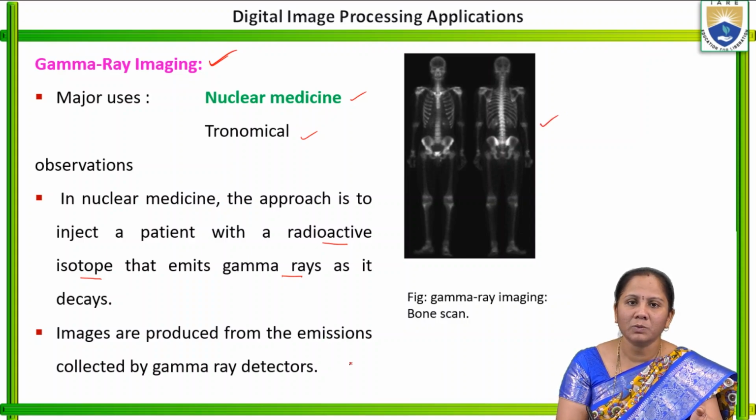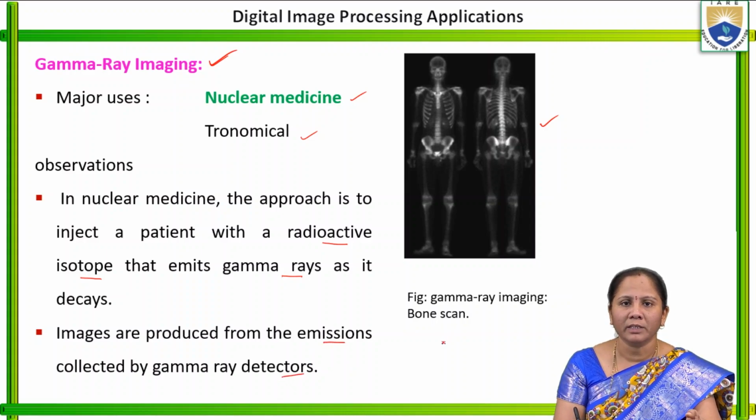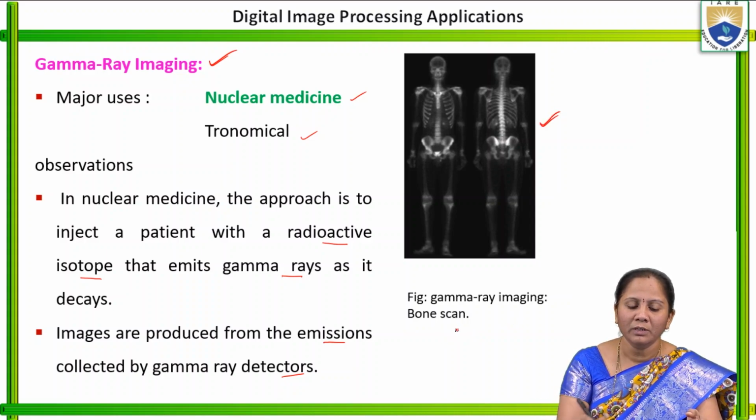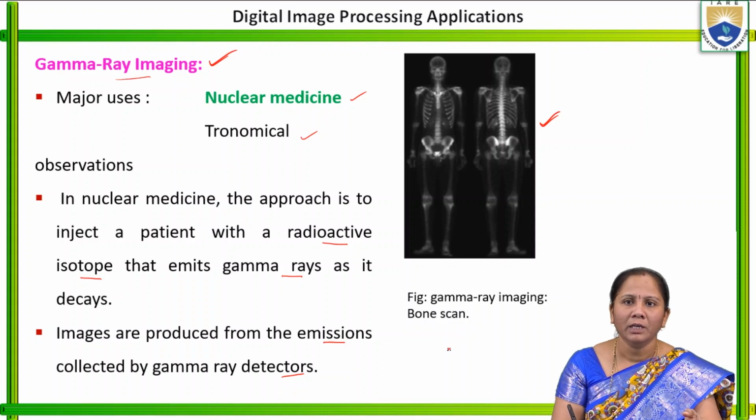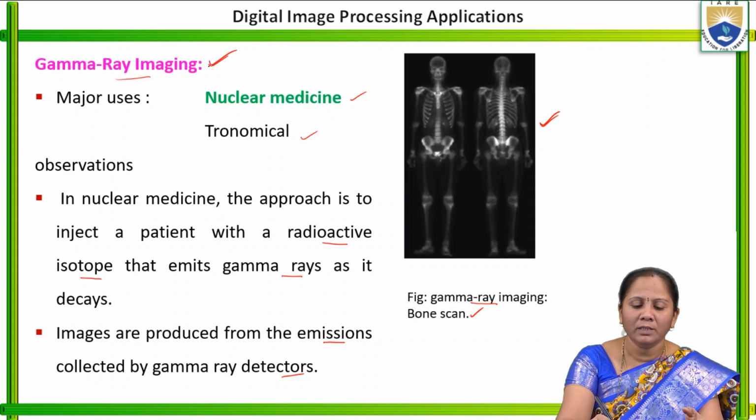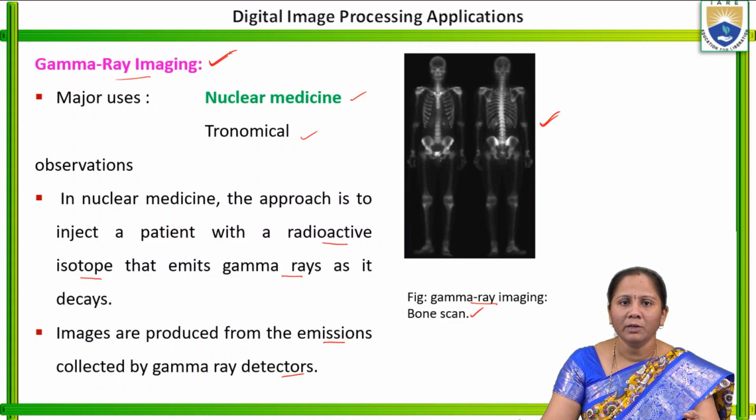So such types of images will be generated. These images are produced from the emissions collected by gamma ray detectors. This is one example image captured by using gamma ray imaging. If you see here, this is gamma ray imaging, and it is an image representing a bone scan. In order to scan the bones in our body, generally gamma ray imaging will be used to capture that particular image.